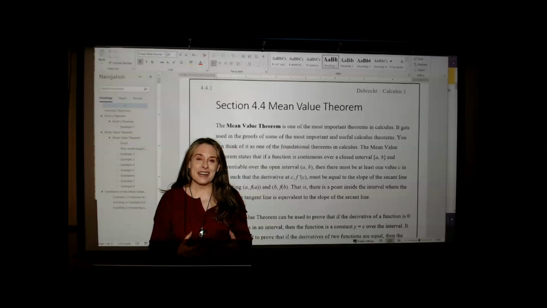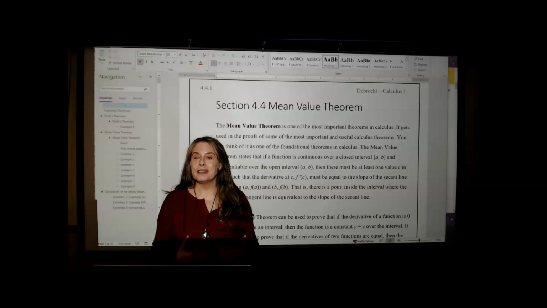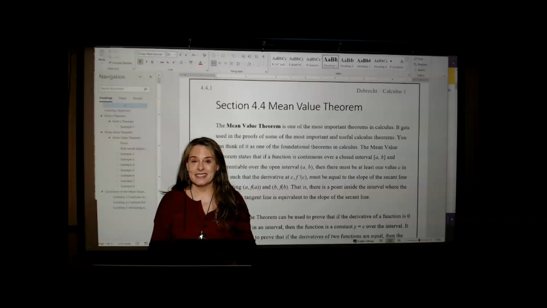From a practical standpoint, one of the things that the mean value theorem does is it allows the police to give you a ticket when you were speeding on a tollway without actually having to catch you in the act. Let's see how this happens. I'll share my screen with you so we can get started.